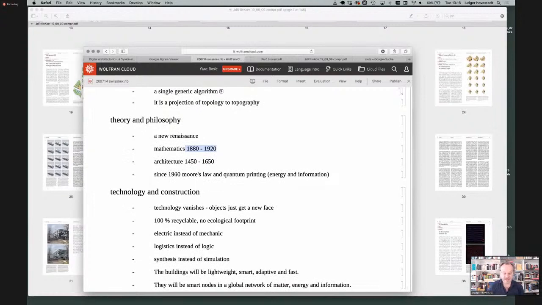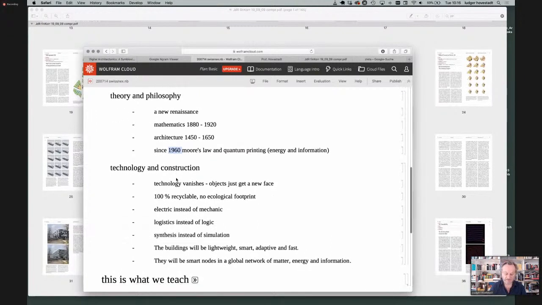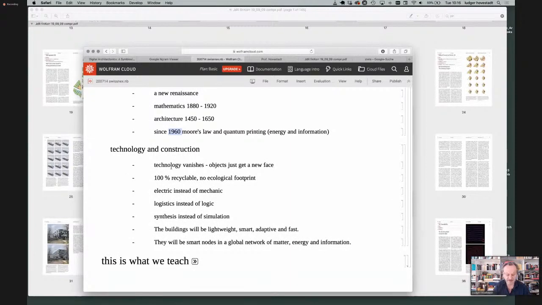And since 1960, we have Moore's law and the quantum printing of energy and information, I would say. And this is what we experience with these peaks. It just works since 1960. Before that, these had been the principal concepts. And since 1960, there's no intellectual new idea. It just works in an incredible way. So for architecture, this means technology vanishes. Objects just get a new face. We don't have a big construction. Everything gets super fine, fine granular. It's towards light. So it's just there. Everything gets very small and tiny.